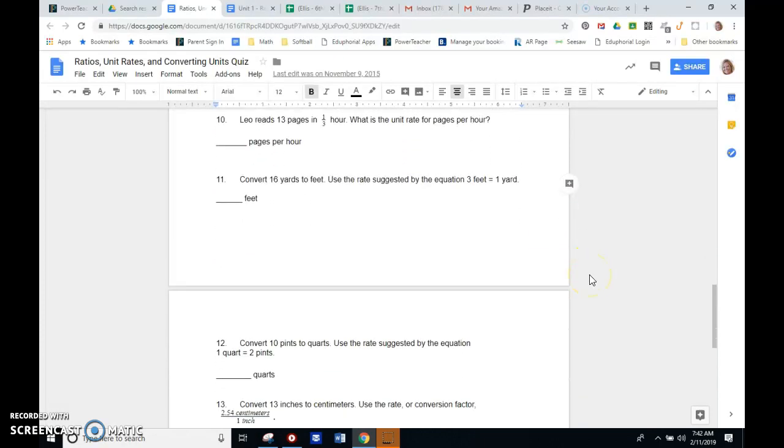Number 10. Leo reads 13 pages in 1/3 of an hour. What is the unit rate for pages per hour?